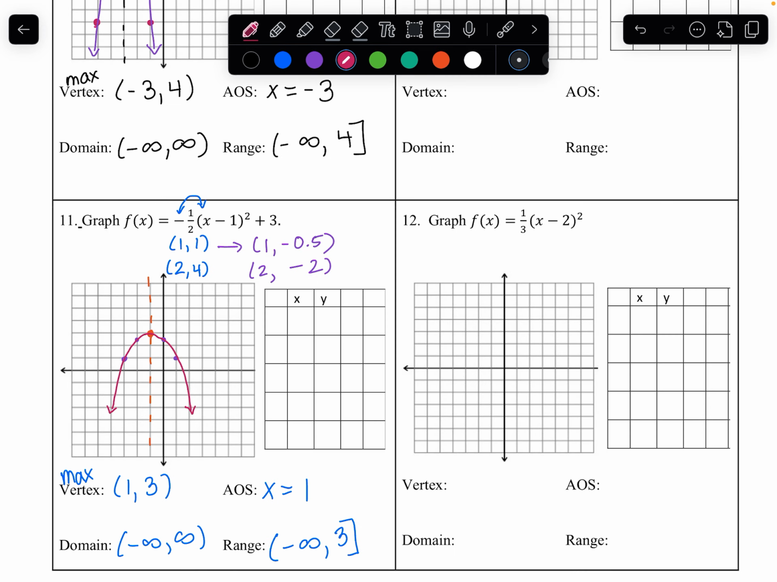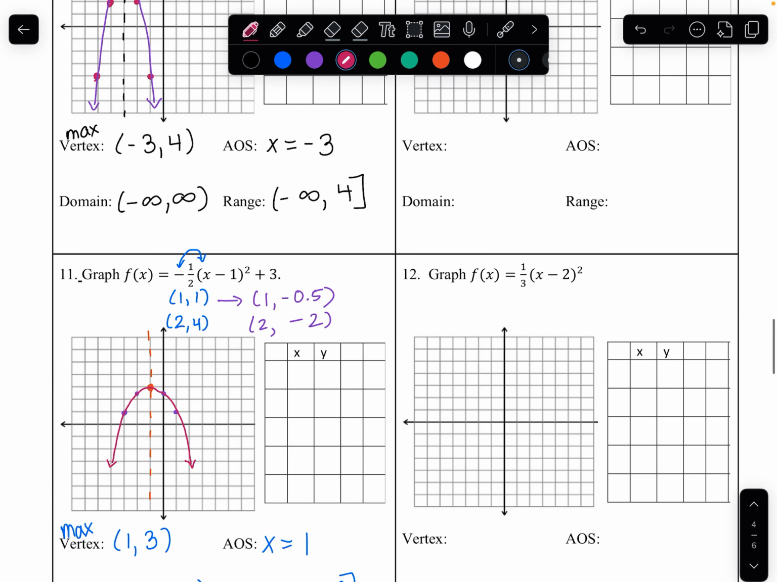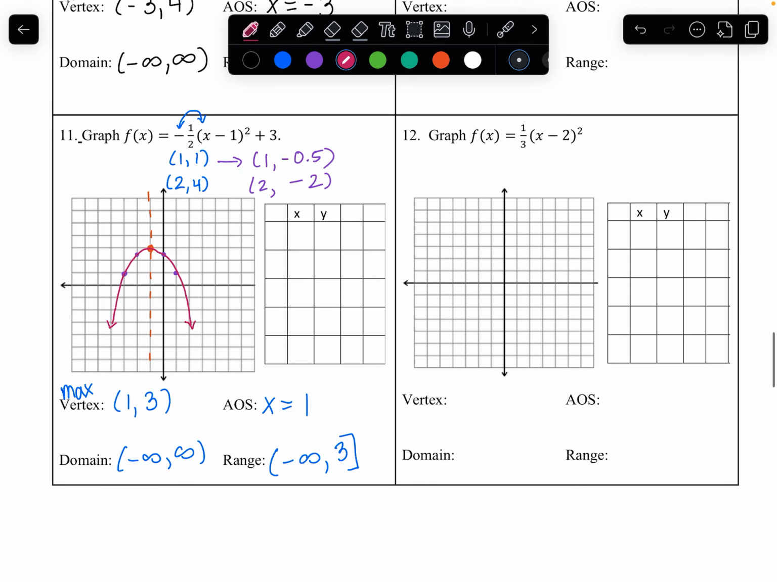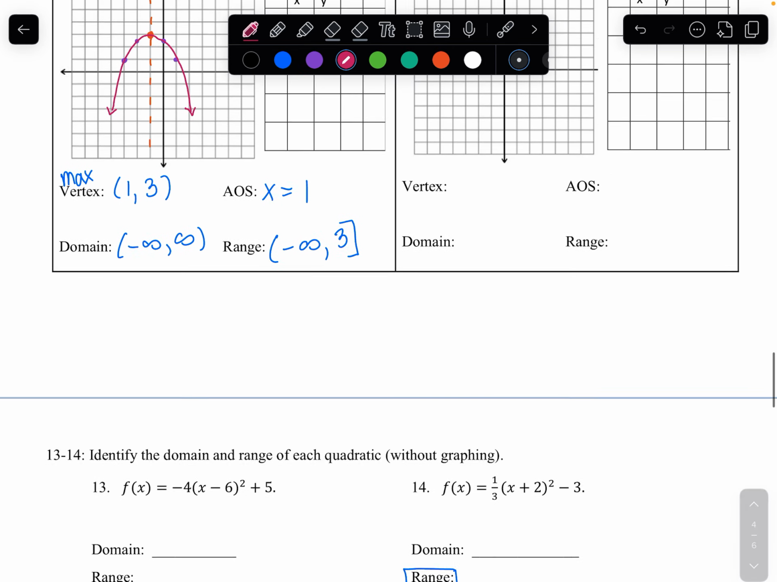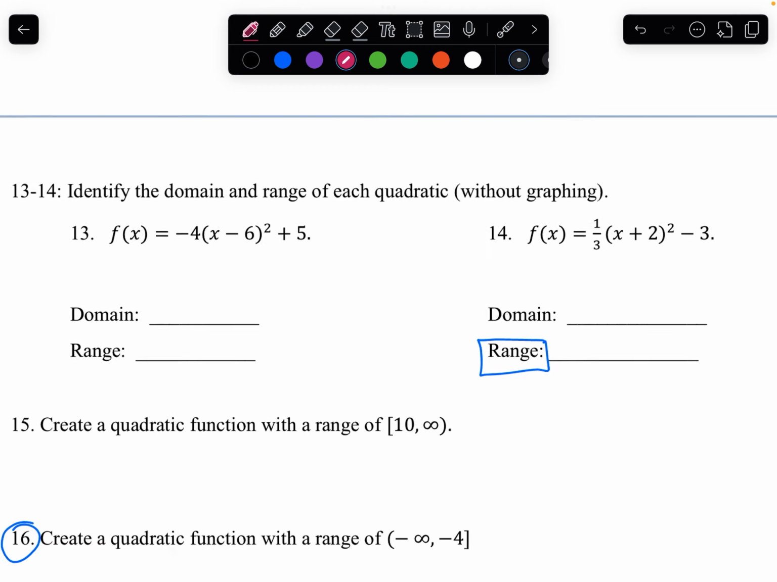Okay, I'm going to pause the video. I want you to try the evens, 10 and 12. Okay, we'll go over them in class together, but what we're going to do now is we're going to move on to 13 and 14.